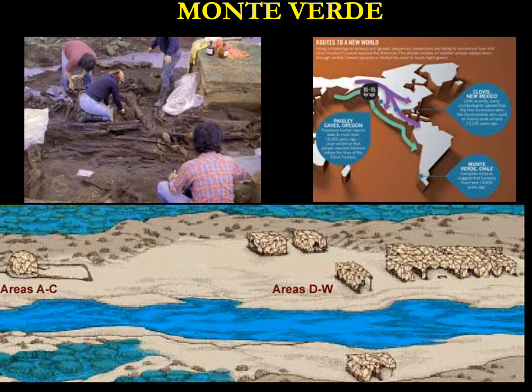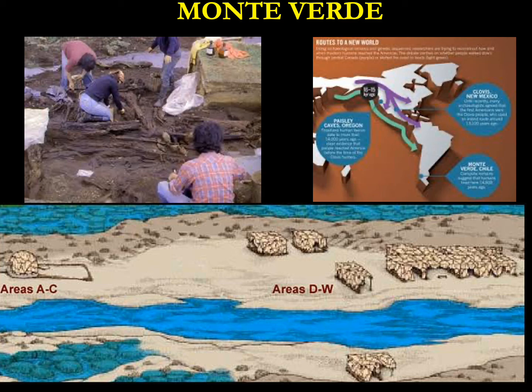Here's just what they found at Monteverde: all these wooden artifacts, frames for tents and houses, etc., to the reconstruction on the bottom there. And we can see it's a nice little village, and quite early.